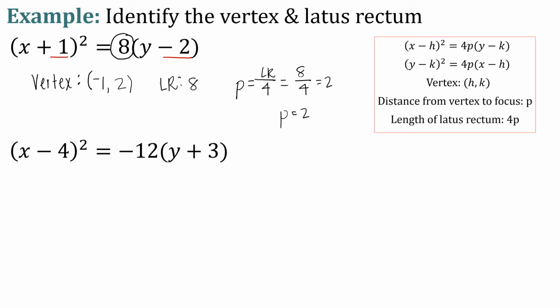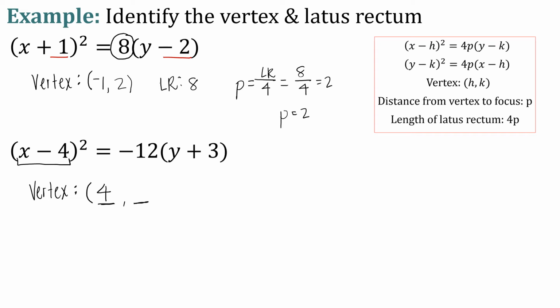Now let's look at the second one. (x - 4)² = -12(y + 3). So let's find our vertex. One thing to be super careful of is to make sure whatever number you're putting in the x spot of your vertex is paired with the x in the problem. So -4 is paired with the x. Since it's negative in the problem, it's going to be positive as my vertex.